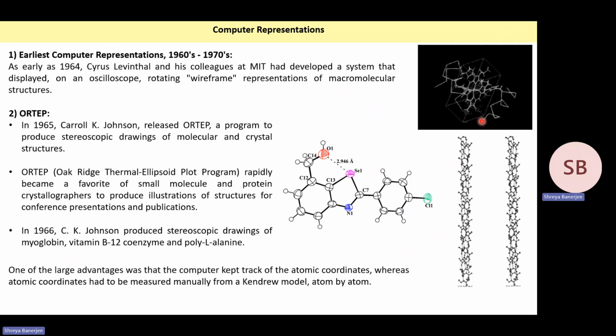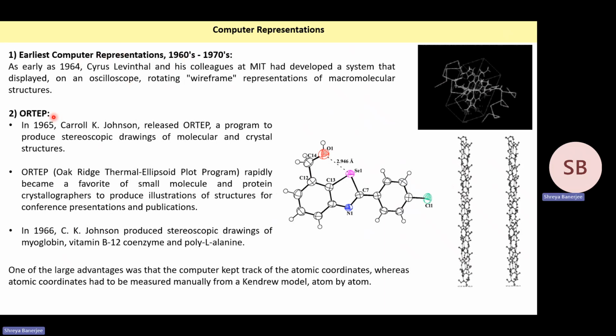You can see the molecule backbone is shown by a wire frame. That is a thin wire-like structure, and it could be rotated. So displayed on oscilloscope means that the computer can be used to rotate the structure and look at it from different angles. So this was the earliest computer representation in the 1960s to 70s.